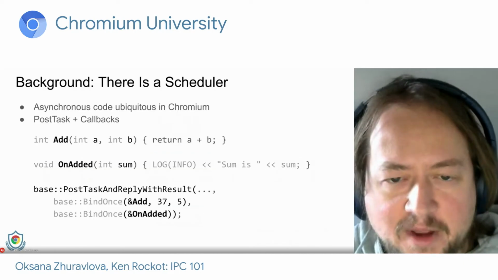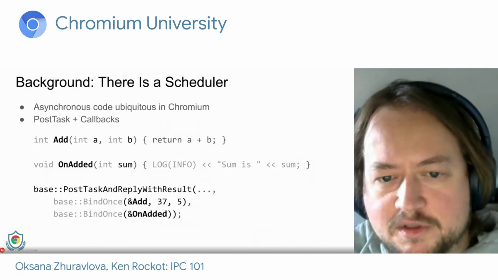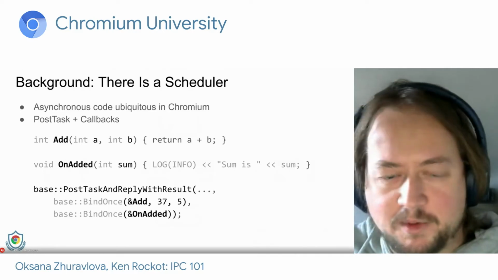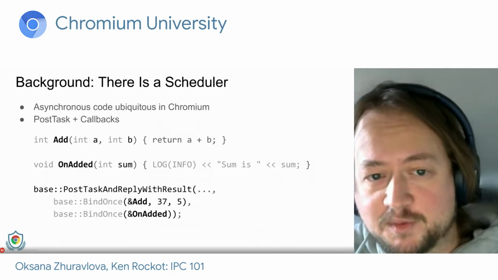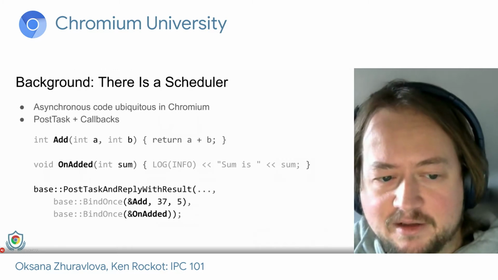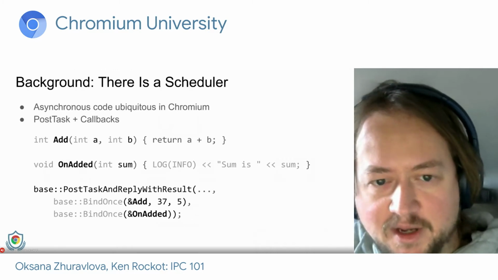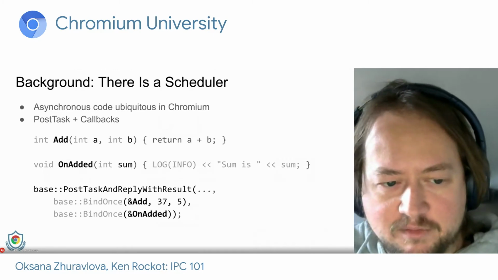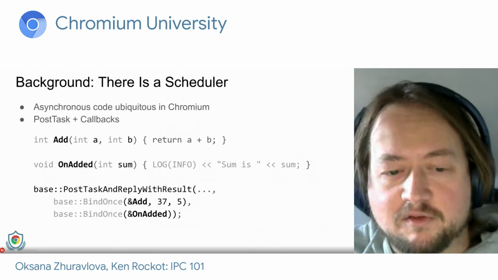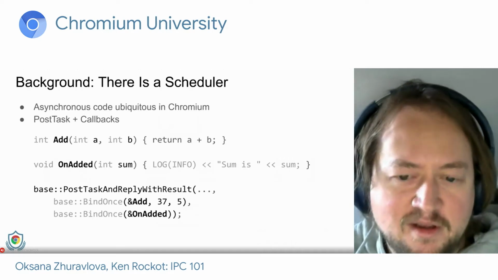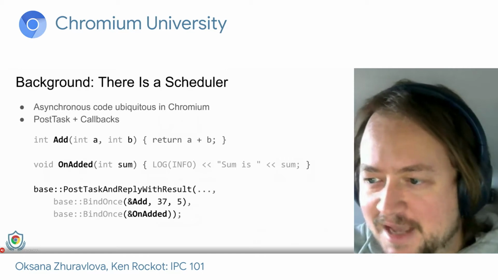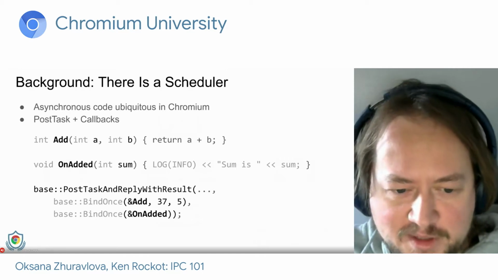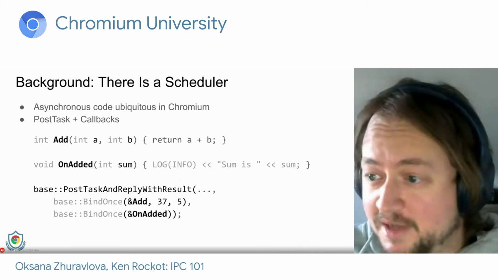The other little bit of background, especially if you're new to C++ in Chromium or just Chromium in general, we do a lot of asynchronous work in Chromium, and it's facilitated by this scheduler and a set of related APIs. You see a lot of PostTask, a lot of BindOnce. These are callbacks, tasks. It's ubiquitous across the tree, and Mojo relies heavily on these things.